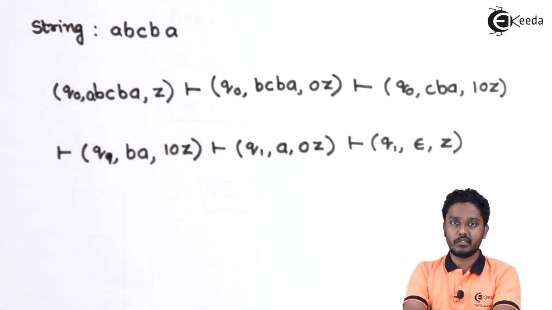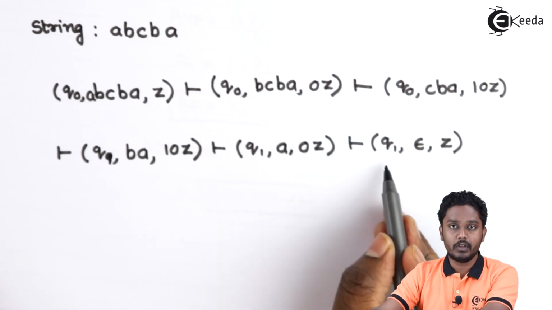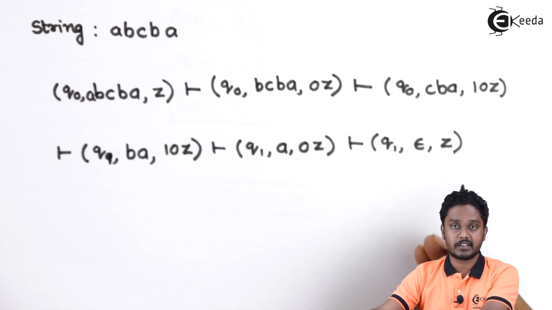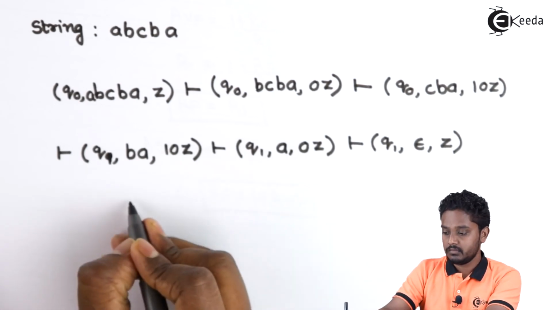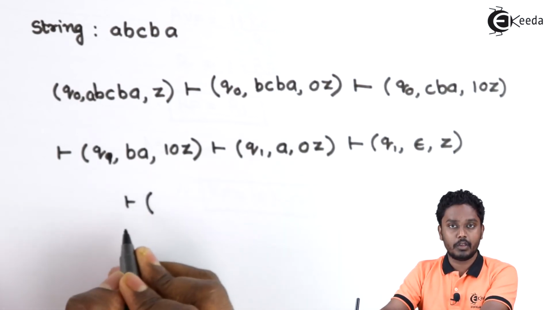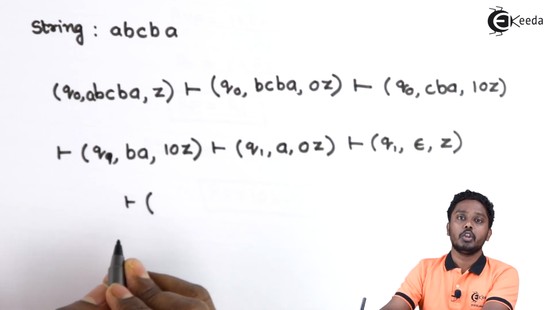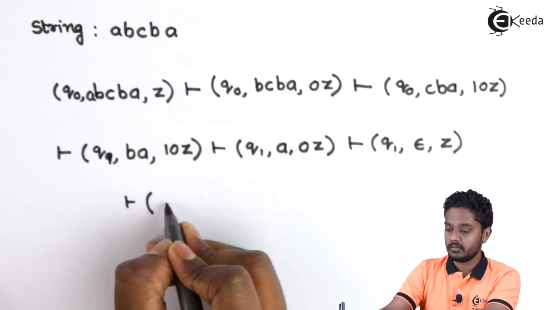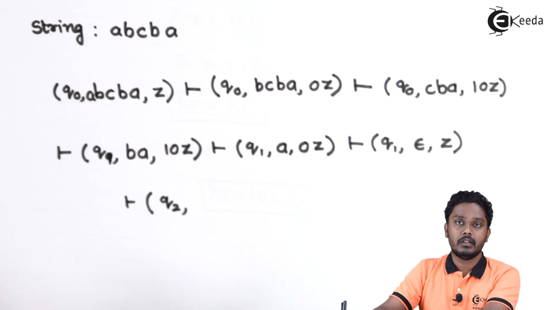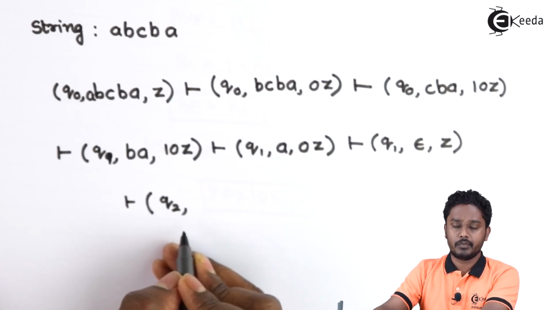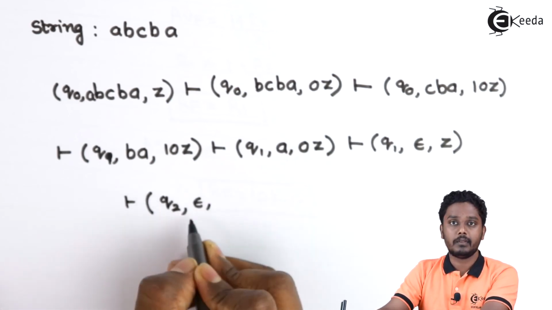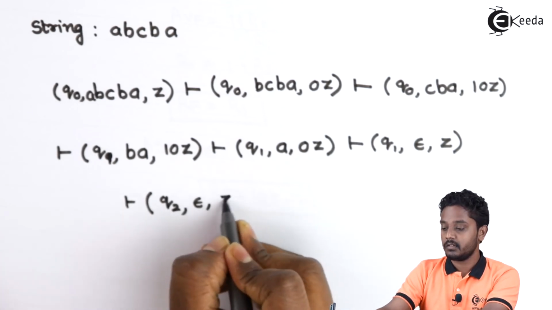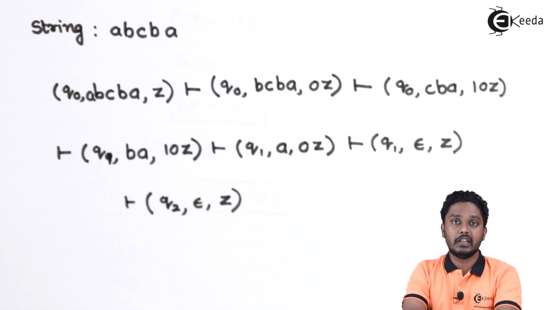Finally, the transition would be on Q1 with empty string and Z as the top of the stack. It will go to the final state. Over here, Q2 is the final state. Empty string would be left out, keeping Z as it is. At the end of the string, we are achieving the final state, and hence the string is accepted.